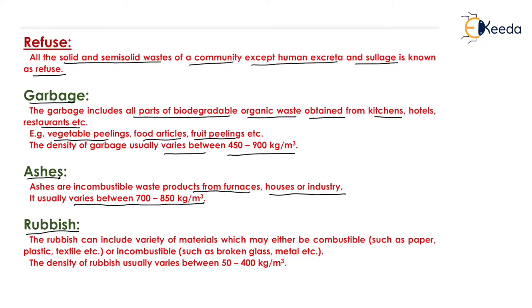Now what is rubbish? Rubbish can include a variety of materials which may either be combustible such as paper, plastic, textiles, etc. or incombustible such as broken glass, metal, etc. So we can say that rubbish is a combination of both combustible as well as incombustible material. Now the density of rubbish usually varies between 50 to 400 kg per meter cube.